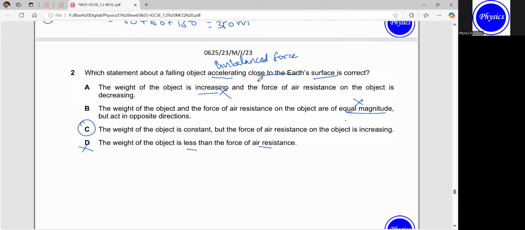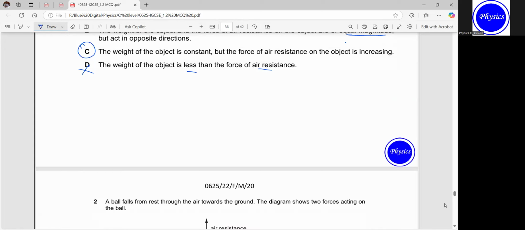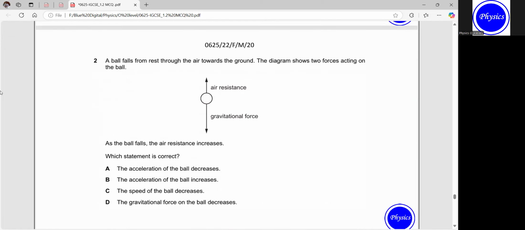A ball falls from rest through the air towards the ground. The diagram shows two forces acting on the ball. As the ball falls, the air resistance increases. Which statement is correct? As the ball falls, when air resistance is increasing, what happens? The weight is not going to change. This is constant. So if the air resistance is increasing, what happens?